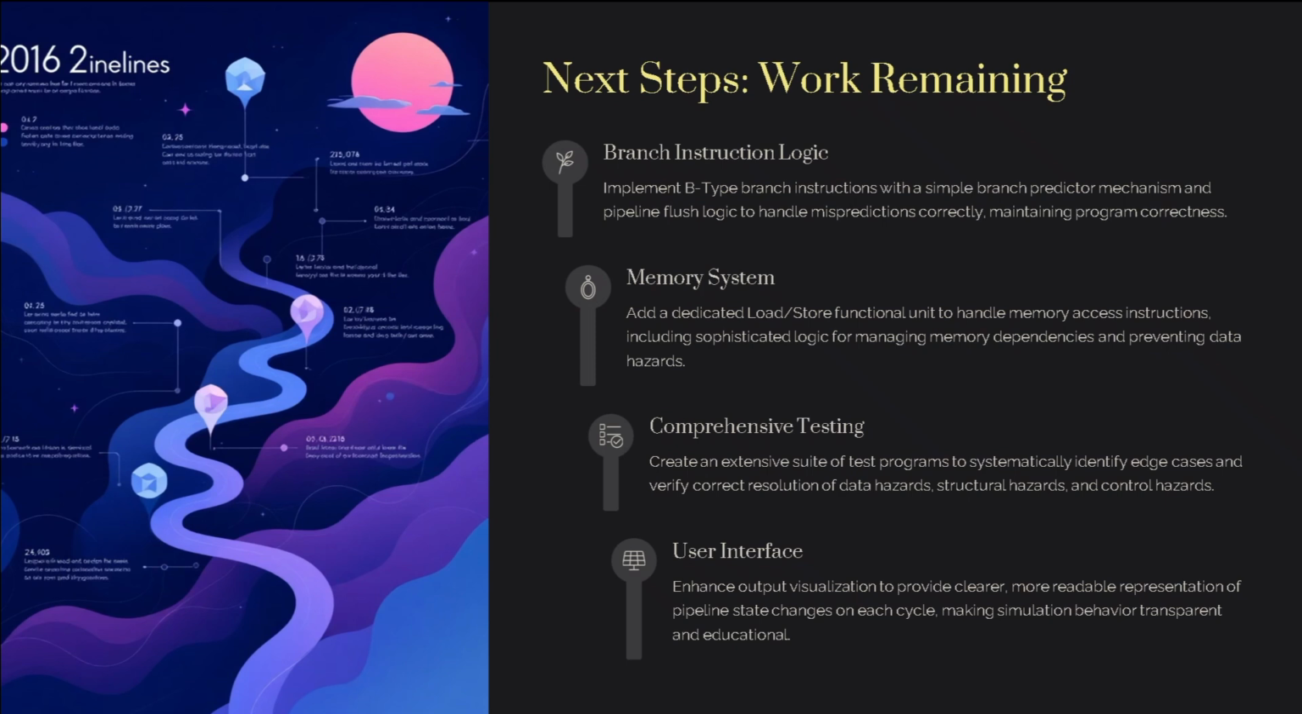Next steps and work remaining. Moving forward, we will add branch instruction support along with a basic branch predictor and a pipeline flush mechanism. A dedicated load store unit will be introduced to correctly handle memory dependencies and hazards. We also plan to build a comprehensive test suite to validate correctness across all hazard scenarios. Finally, we'll aim to improve the simulation output by creating a cleaner, more intuitive pipeline visualization for students and developers.